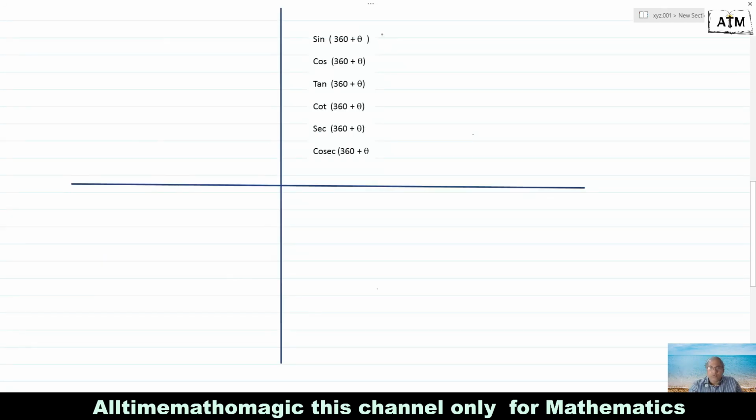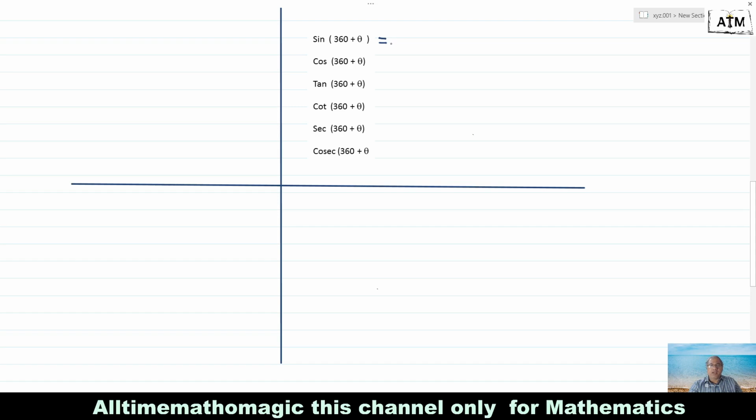Now we come back to the first quadrant. In the first quadrant, the angle becomes 360 plus theta. So for 360 plus theta, there is no conversion. Therefore, the function or trigonometry ratio will remain the same. Only we have to see the plus and minus. But 360 plus theta is in the first quadrant.